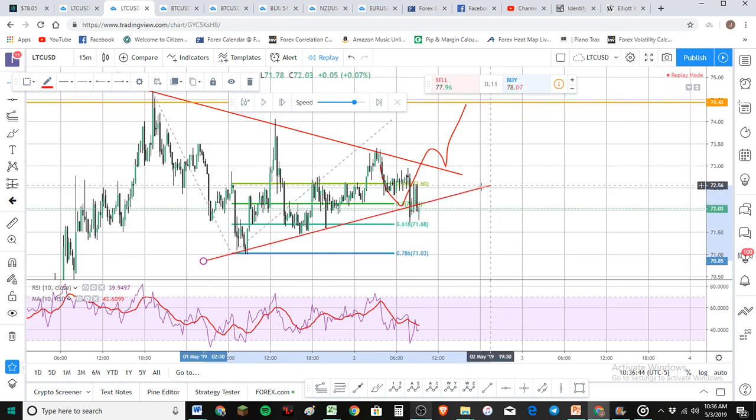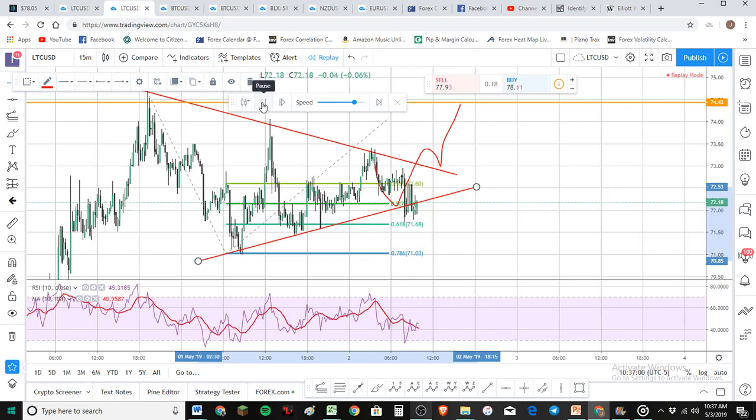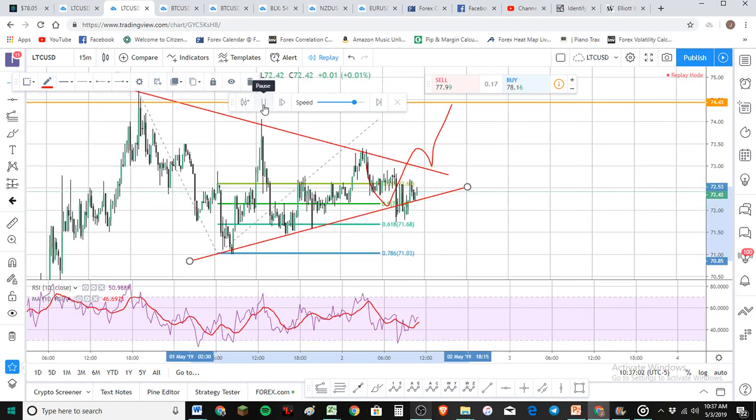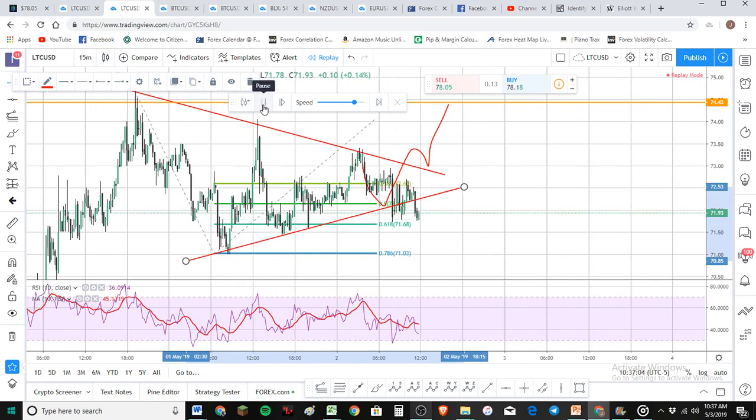The way you trade a triangle is like this. Once it breaks to a particular side, once it comes back and retests that line and bounces off of it, that's your entry point. What this did is it broke out and then came back into the triangle. When that happens, what you're going to do is, when price comes back into the triangle and then bounces off that bottom line.